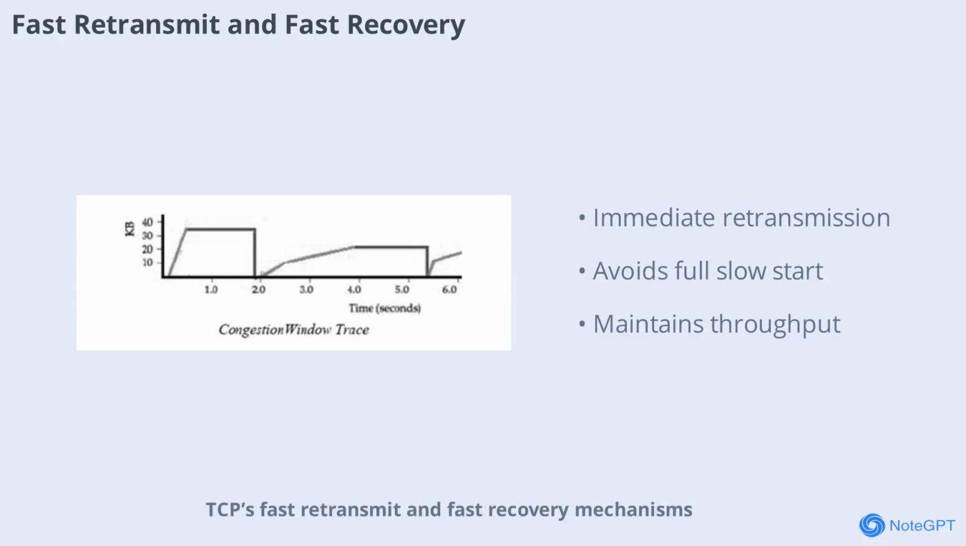TCP's fast retransmit and fast recovery mechanisms address packet loss without waiting for a timeout. When 3 duplicate acknowledgements are received, TCP assumes a packet is lost and retransmits it immediately. Fast recovery then uses the existing acknowledgements to continue sending data, avoiding a full slow start. This approach minimizes downtime and maintains higher throughput during transient network issues.